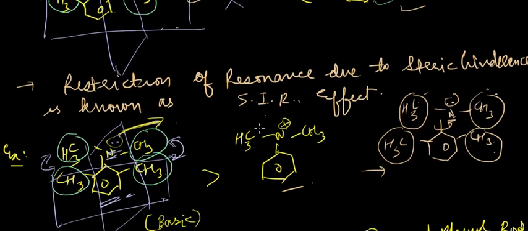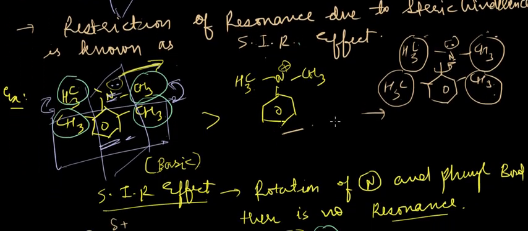Okay, we will take one more example so as to make you understand what we are talking about. Let's say we have this compound in which we have nitrogen which has one lone pair and two groups attached to itself, and the same groups are attached to the phenyl ring.